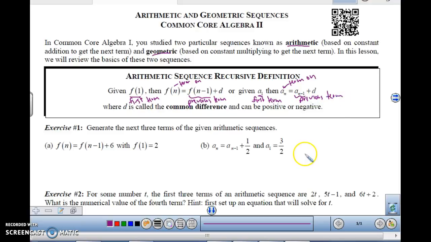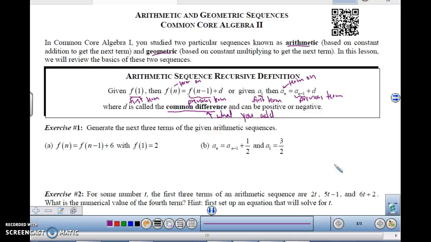Now for an arithmetic sequence, what you'll have is plus d. D is called the common difference. It's what you add each time to get the next term. So you take the previous term and add some number. When it's arithmetic, the d is a common term. It's called the common difference because each term has the same difference between it. So it's what you add. It can be positive or negative because you can think of it as adding a positive number or adding a negative number. If you're adding a negative number, you're really subtracting.